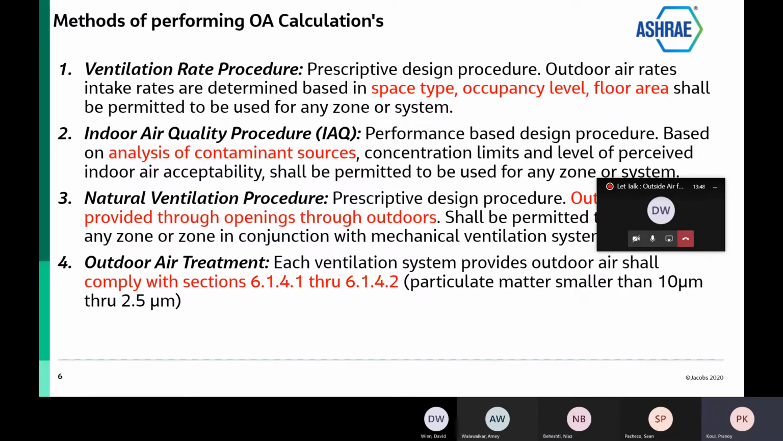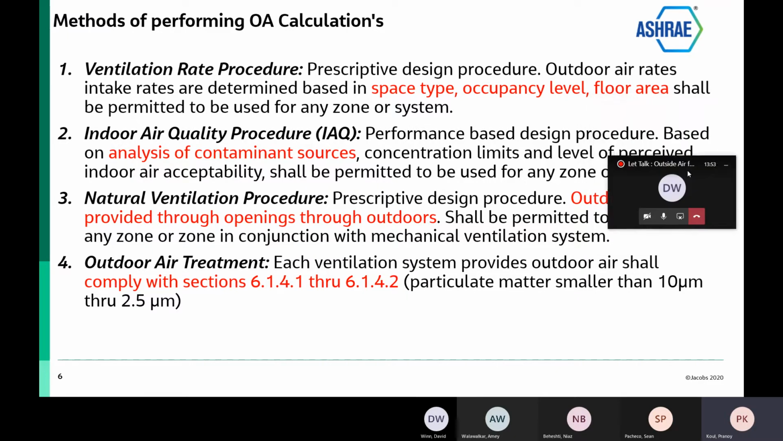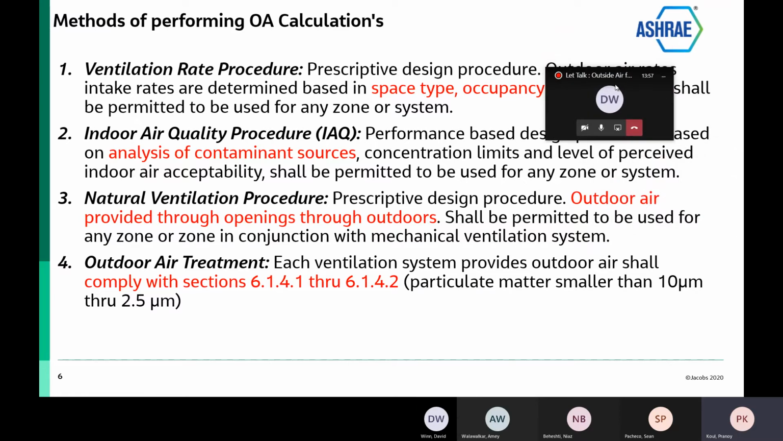Okay, natural ventilation procedure. Again, this is a prescriptive design procedure. It's a lot simpler than the VRP procedure because the outside air is provided through the openings and through doors, and it shall also be used for any zone with a mechanical ventilation system. Any mechanical ventilation system has more requirements than a natural ventilation system, which I'll talk about now.